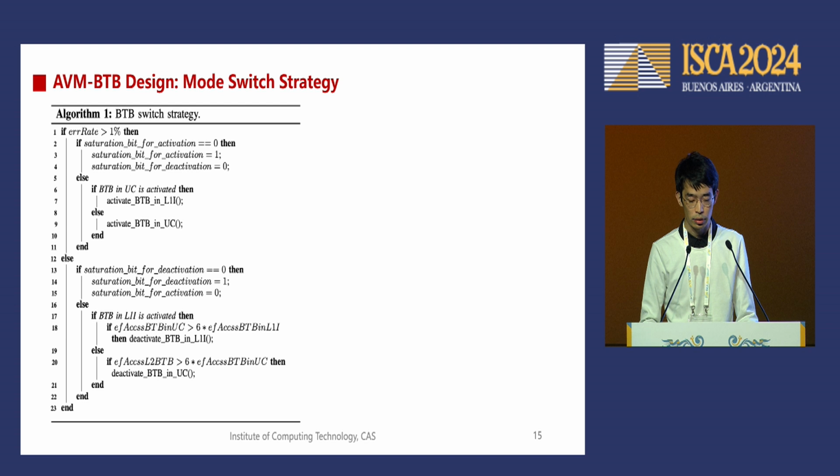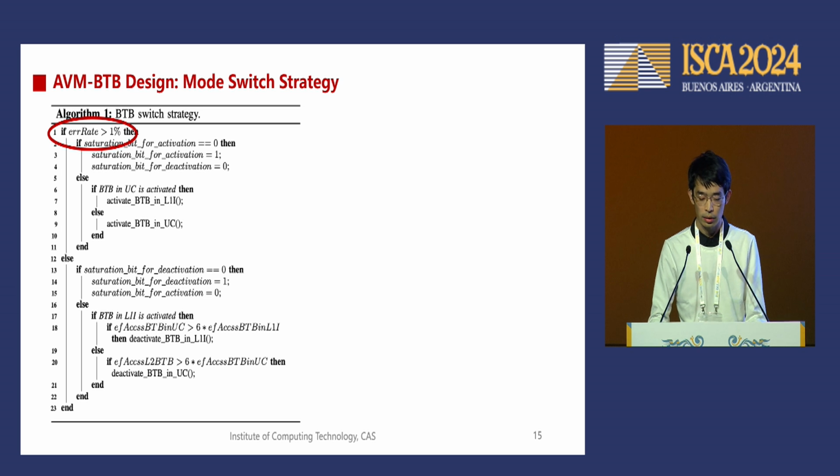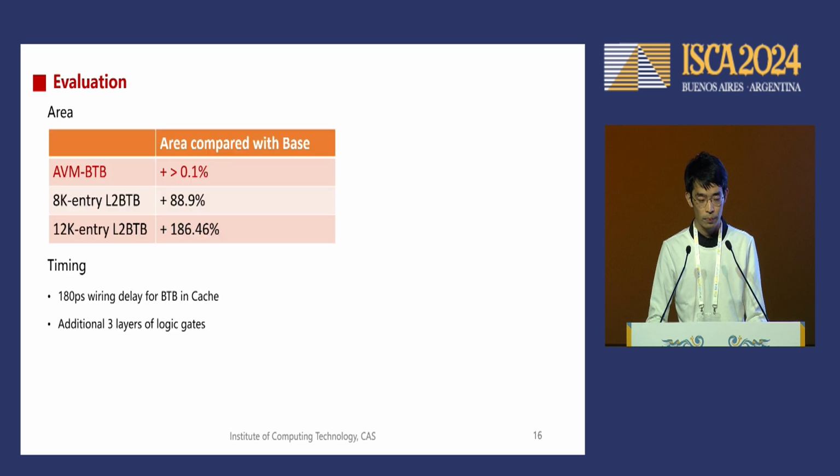And under the premise of a BTB error rate below 1%, if the effective accesses of BTB in UOP cache exceed 6 times the effective accesses of BTB in iCache, we deactivate BTB in iCache. Similarly, if the effective accesses of L2 BTB exceed 6 times that of BTB in UOP cache, we deactivate BTB in UOP cache. And here's the evaluation.